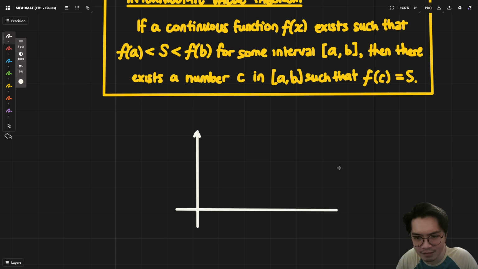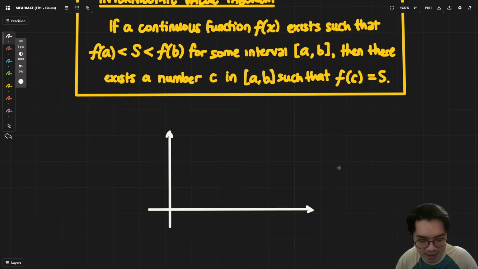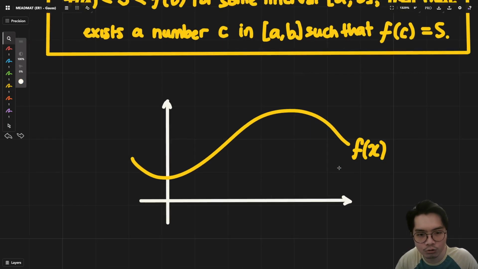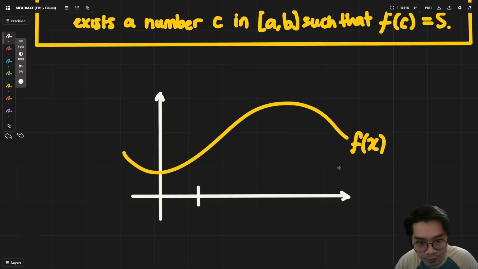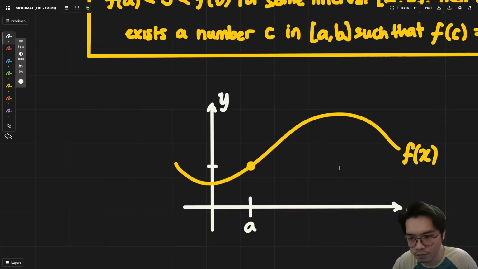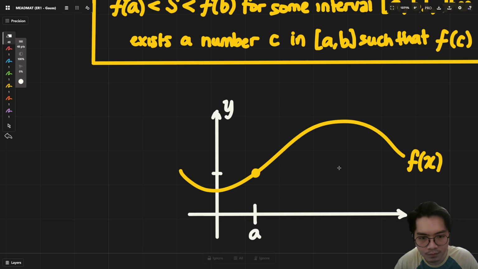It seems like we have a lot of terms in here. Say for example, this is your function f of x. And say for example, we're going to substitute a value of a. What happens is that if you substitute a value of a, what we will compute is f of a, which is right here. This is the y coordinate of that point. So that is now your f of a.